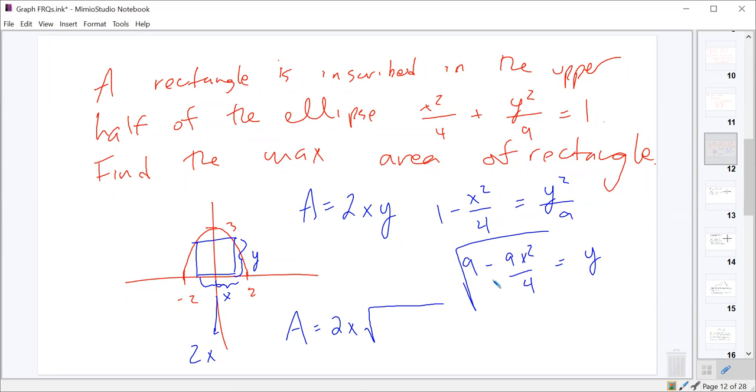Cool. And then what I'm going to do is give this a 4 here and a 4 here. Because if I do that, I'm going to get 36 minus 9x squared in there. And then it's over the square root of 4, so just over 2. So the area is x root 36 minus 9x squared. Does that make sense to everyone? Emily? Yeah? Everybody in the Zoom, good with that? Yeah?